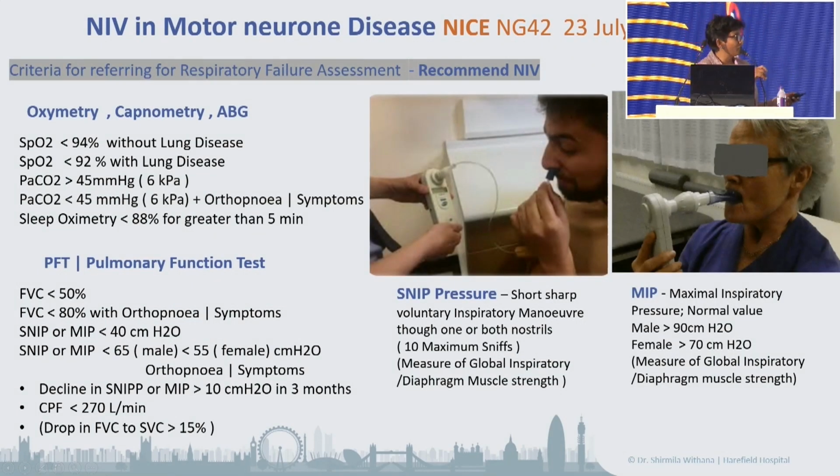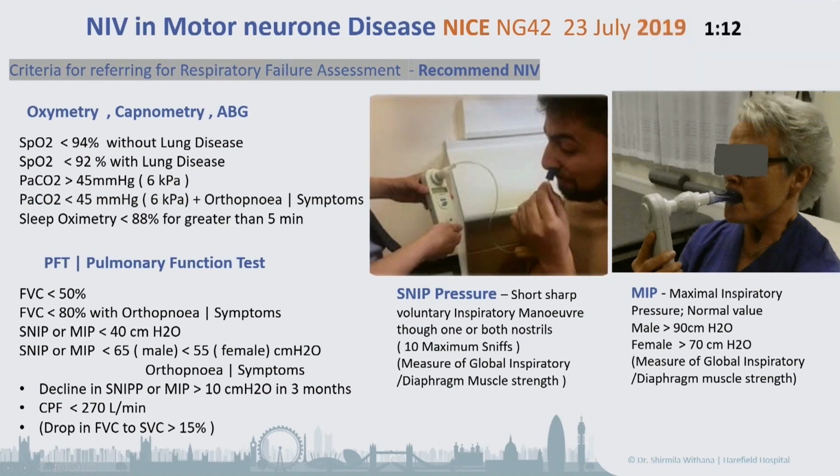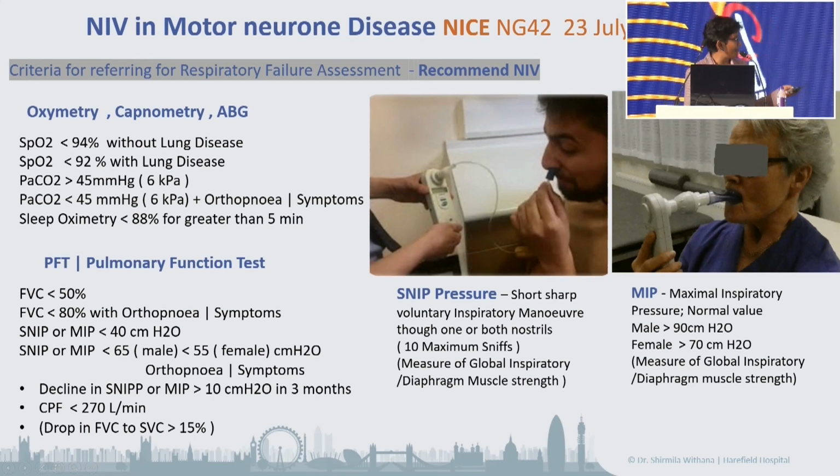So guidelines from NICE for motor neuron disease: when do we set them up on NIV? You can see the thresholds are fairly simple. In terms of blood gas, you're looking at a PO2 level for those without lung disease of anything less than 73. With lung disease, it's 60. PCO2, 45 and above. With symptoms, you don't even need a 45. And then they do look into pulse oximetry. Now, this could be a TOSCA and you add the PCO2 on top of it.